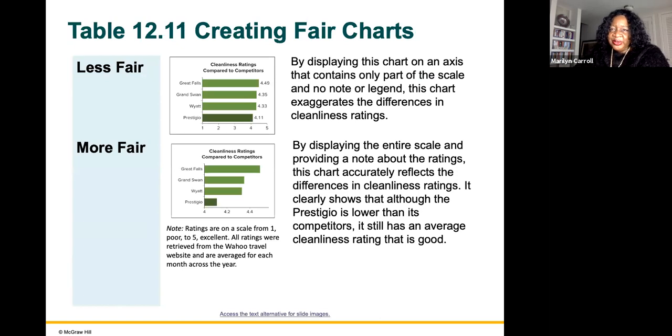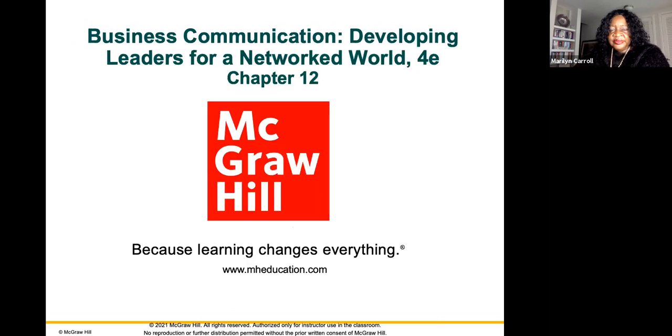Okay, so creating FAIR charts. Here are some FAIR charts here. All right, and that's it. That's it for chapter 12. Thank you so much for coming to me and working with me on these charts.